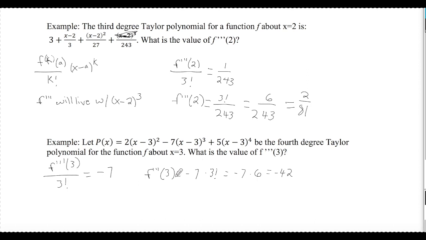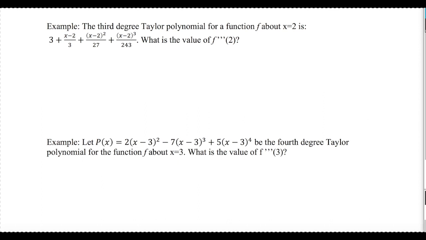f triple prime of 3 by looking at the coefficient, ignoring this part. That's my x minus a term, setting it equal to the rest of my Taylor series formula. All right, I want you to try the next 2 practice problems, and then we'll wrap up there.